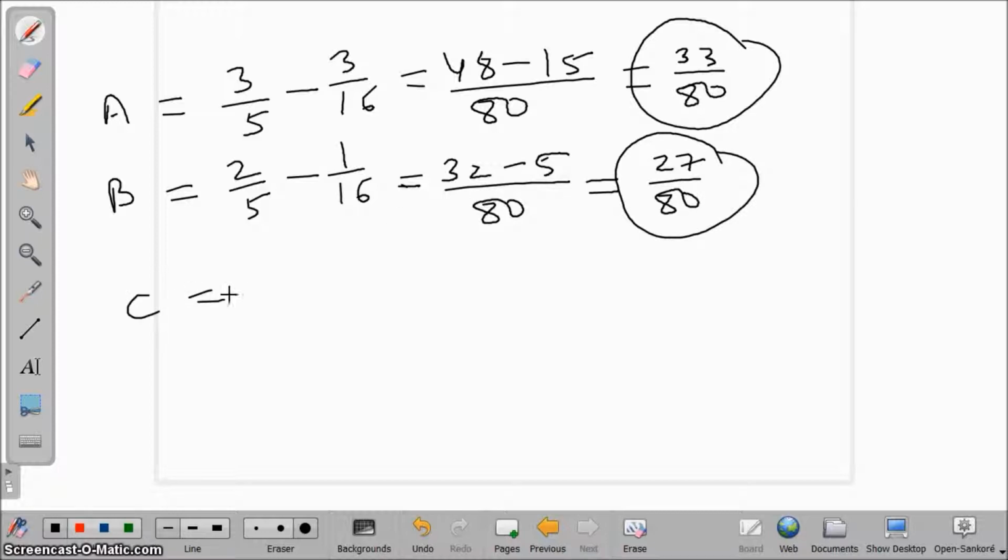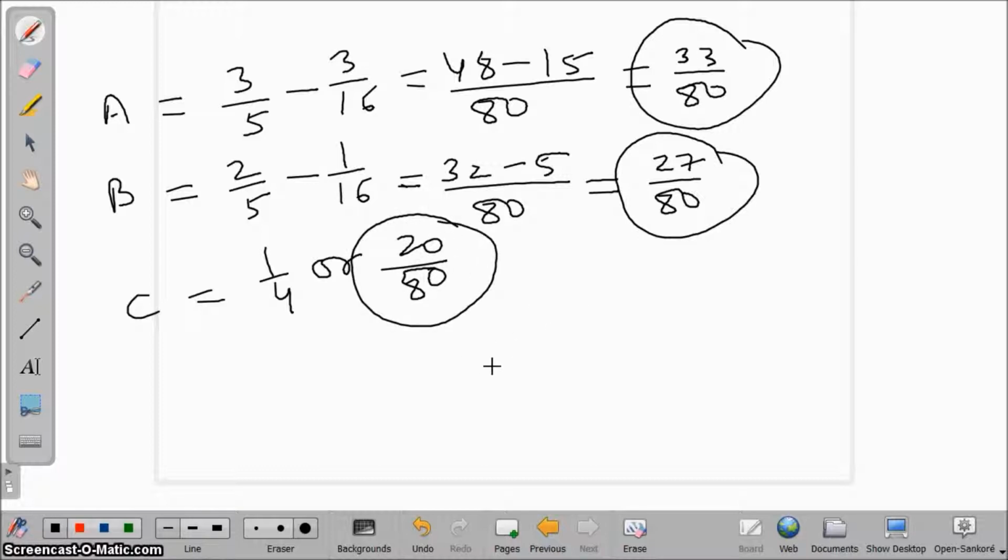And C's share we know is 1/4, but we will adjust C's share according to A's new share and B's new share, and for that we will multiply both numerator and denominator with 20. So 2 1s are 20 and 20 4s are 80. So this is C's adjusted share. So in this manner the new ratio among A, B and C will be 33:27:20.